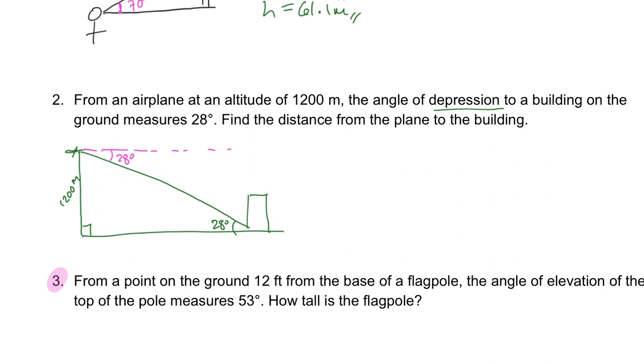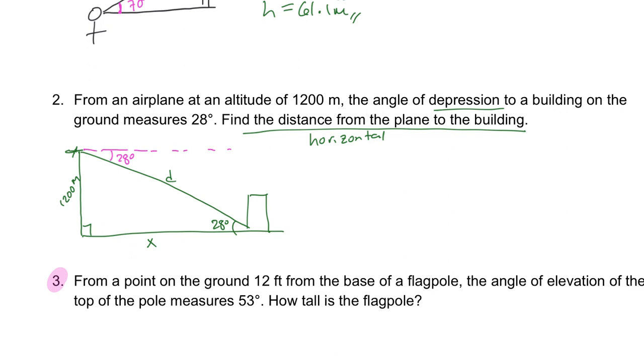So in this case, it says find the distance from the plane to the building. I actually want to find both. So I'm going to find the horizontal distance. So it's this distance down here. Let's name it x. And then I want to find the distance directly from the plane to the building. So I want to find this distance over here.